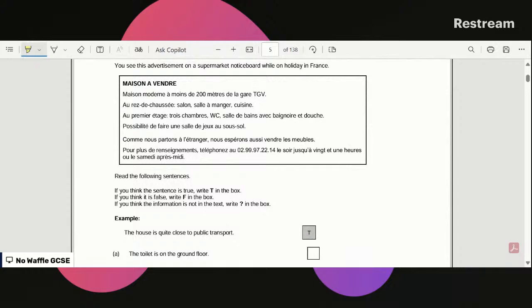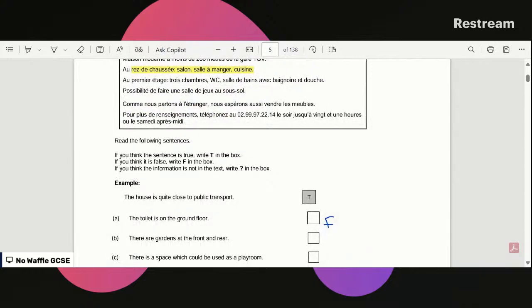So going through the text, let's see what we can have. A modern house, which is near to the 200 meters town, au rez-de-chaussée le salon à manger, au premier étage. So on the first floor, you have 3 rooms, a bathroom. Now, we said that the toilet is on the ground floor. No, in fact, the ground floor is here and you don't see any toilet. So the first answer is false. So let's just put a false there.